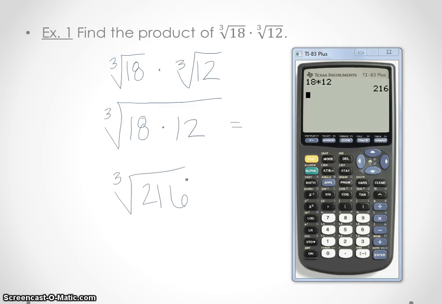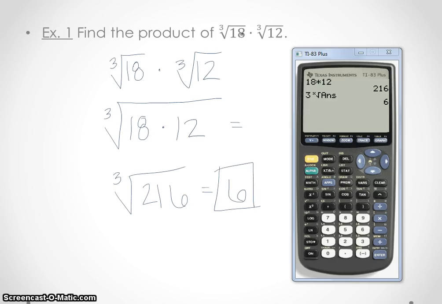And you might know that, you might not. It's actually 6, but I'll show you here. How do we do it in here? Remember, we go math, option 5, and then put in 216. We could actually pull this answer, just like we always do. There we go. And it's 6. So the cube root of 216 is 6.